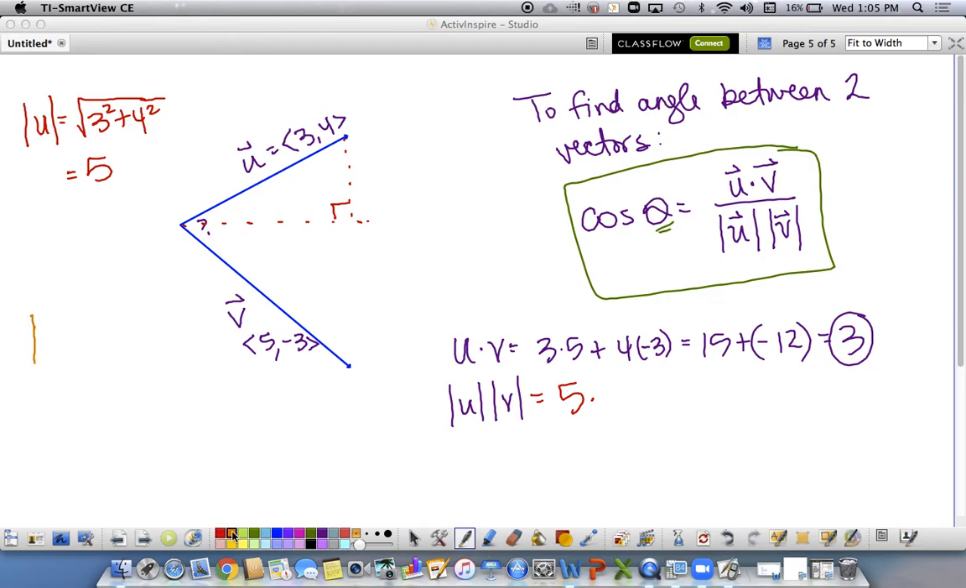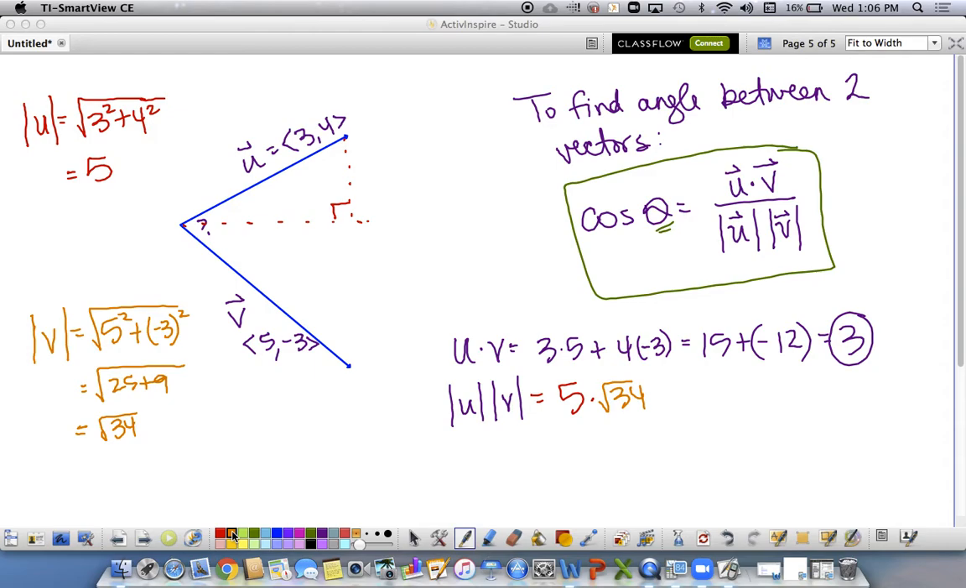What's the magnitude of vector v? The square root of 5 squared plus negative 3 squared. We have 25 plus 9. Oh, I did not make this come out very pretty. That's what happens when I make things up and don't go with what they have in the book. Well, theirs didn't come out pretty either. They just left it in square roots. The square root of 34. 5 times the square root of 34.